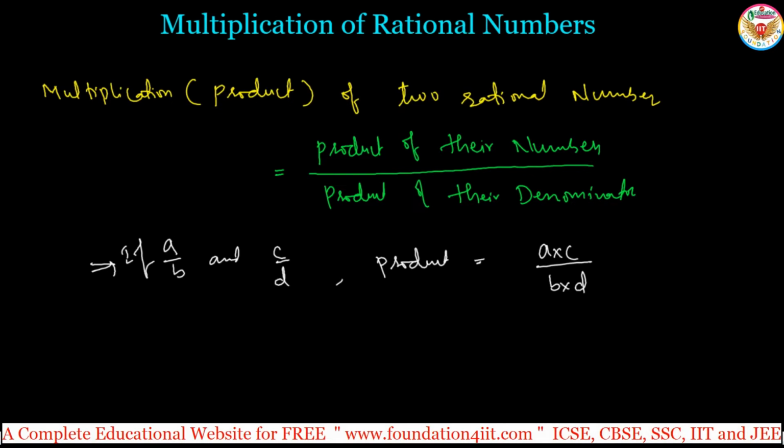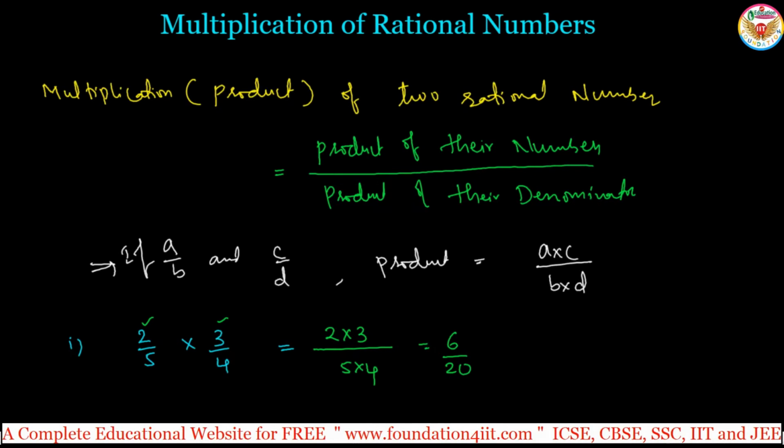Let us have some example questions so you can understand clearly. For example, 2 by 5 multiplied with 3 by 4. To multiply this directly, take the product of the numerators, so 2 into 3, divided by 5 into 4. Now 2 into 3 is 6, 5 into 4 is 20. So 2 by 5 into 3 by 4 is equal to 6 by 20.